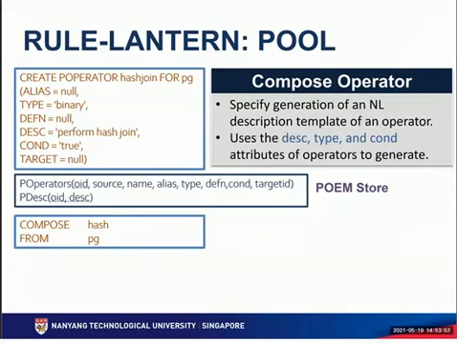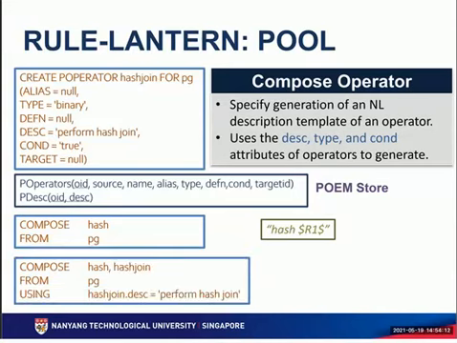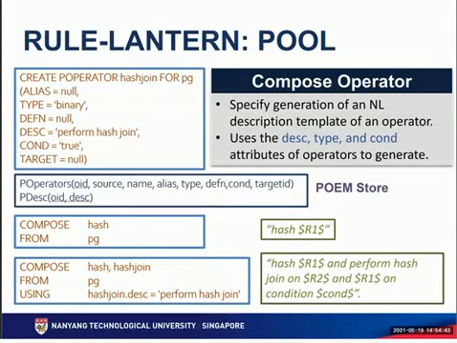In particular, the compose operator returns a value of type string instead of a Poem object. In this case, hash and the placeholder of a relation name. When the list of object names in the compose statement contains more than one operator, it is referred to as an auxiliary critical operator pair, which generates the template for the critical operator. For example, here, hash is an auxiliary operator as it is supposedly describing the hash join operator, which is the critical operator here. Hence, this statement generates the NL description template of the hash join operator.